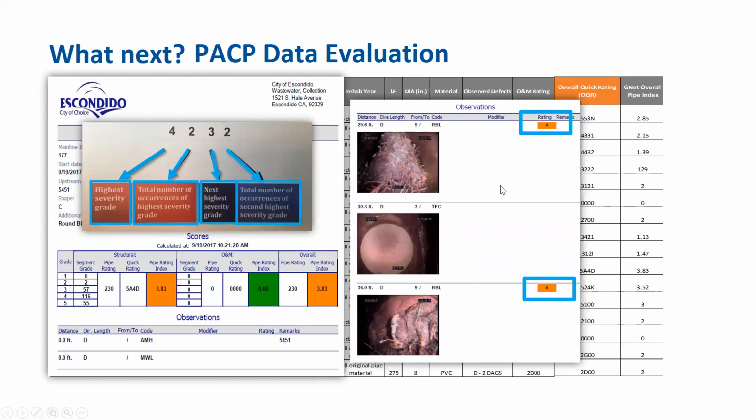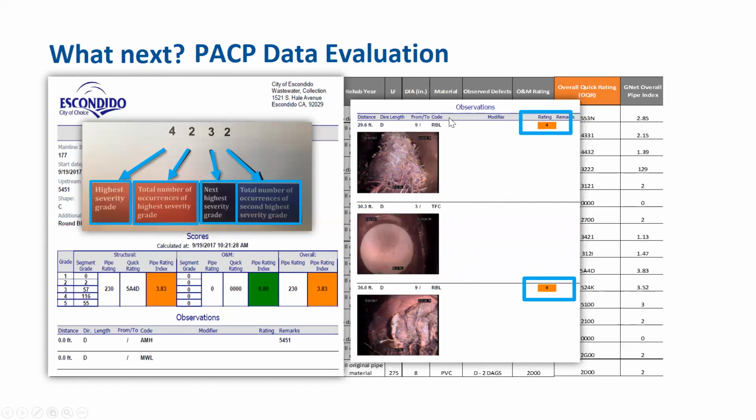So for those of you familiar with GNet, it actually calculates it automatically. But I just wanted to discuss the relevance of understanding the math behind these. Now the pipe rating index, which is the indicator of the overall defect severity within the line segment, is calculated by dividing the overall quick rating by the total number of defects.